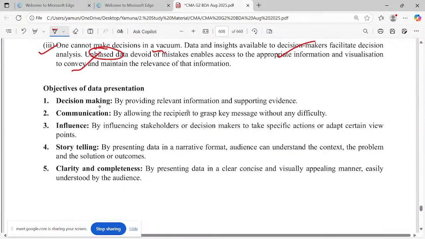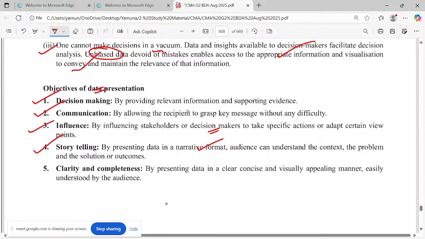Objectives of data presentation. First one, decision making. Yes, we have done it. Communication. Yes, we have done it. Influencing. Ultimately, decision makers take the help of data visualization. Storytelling. Yes, it will be in a narrative form, when you give it in the form of pictures and other things, especially dashboards.